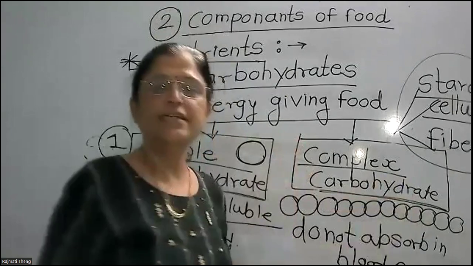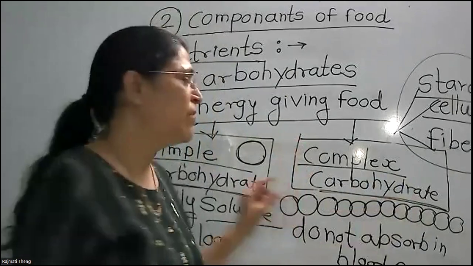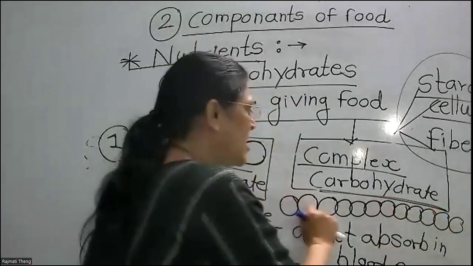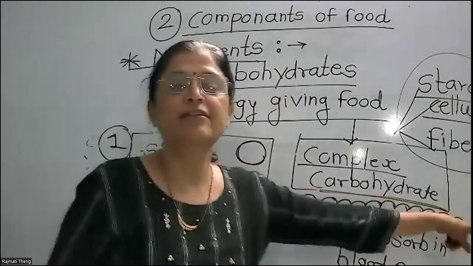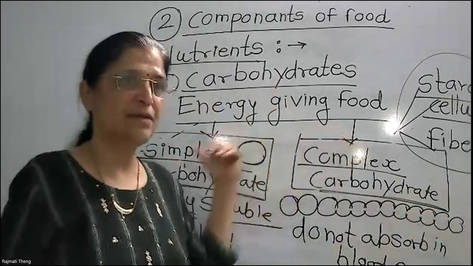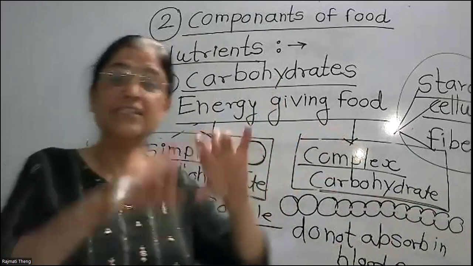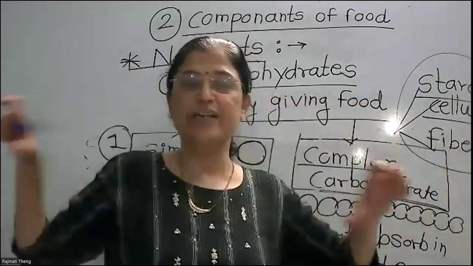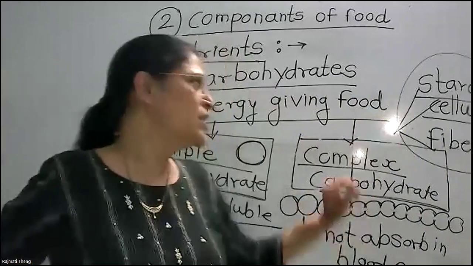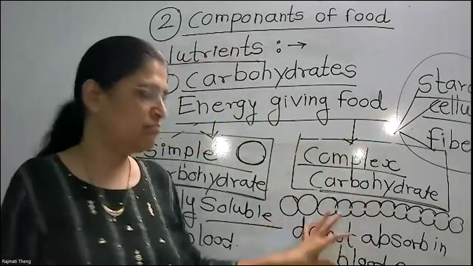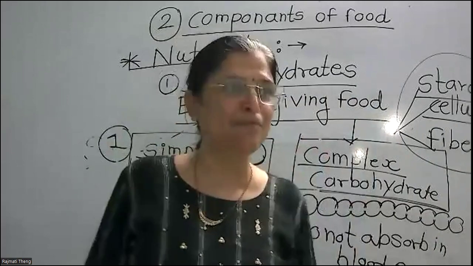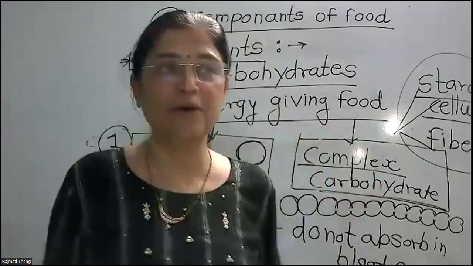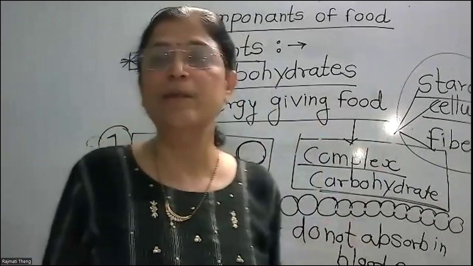Next type, complex carbohydrate. How is it formed? When many simple carbohydrates are joined together, they make a long chain. What are complex made from? From simple, but how many simple? Many. Many simple carbohydrates joined together make the long chain, that is called complex. They are not absorbed easily in the blood and we do not obtain energy fast. Energy is obtained slowly.